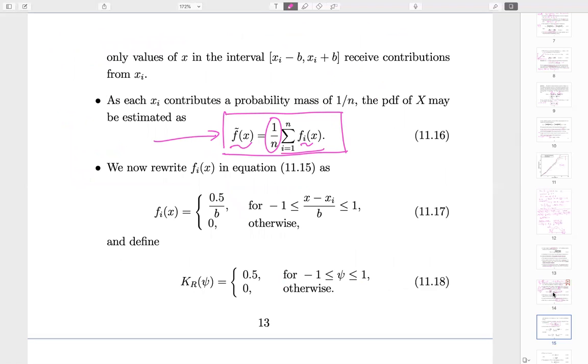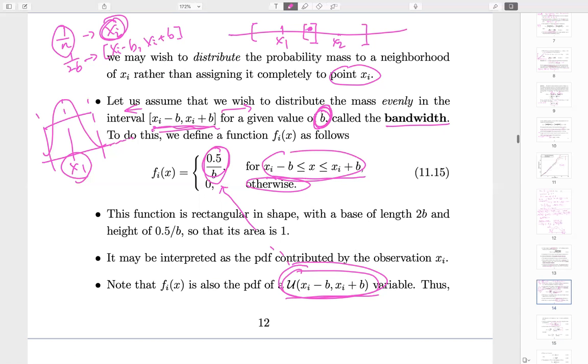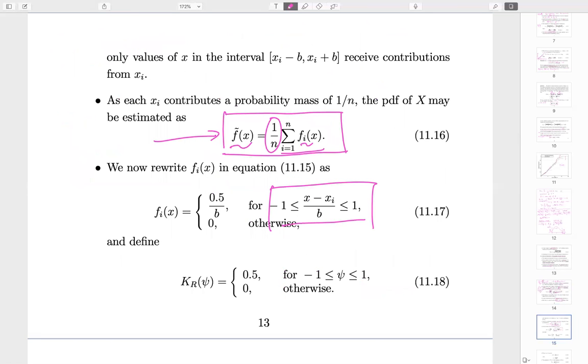So the thing we do is, we don't want to write it as an interval exactly for x. We want to write it to be somehow unitized. We need to subtract the observation and divide by the bandwidth, and then it's between -1 and 1. When we do that, we introduce a function. So let's define this function.